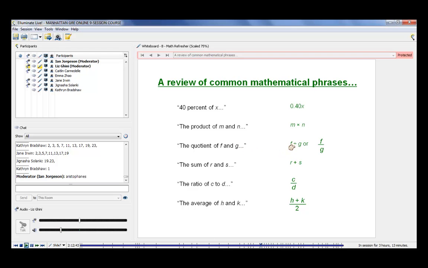Quotient of f and g, that just means f divided by g. Sum means added. All right, ratio of c to d. Okay, that just means c over d.